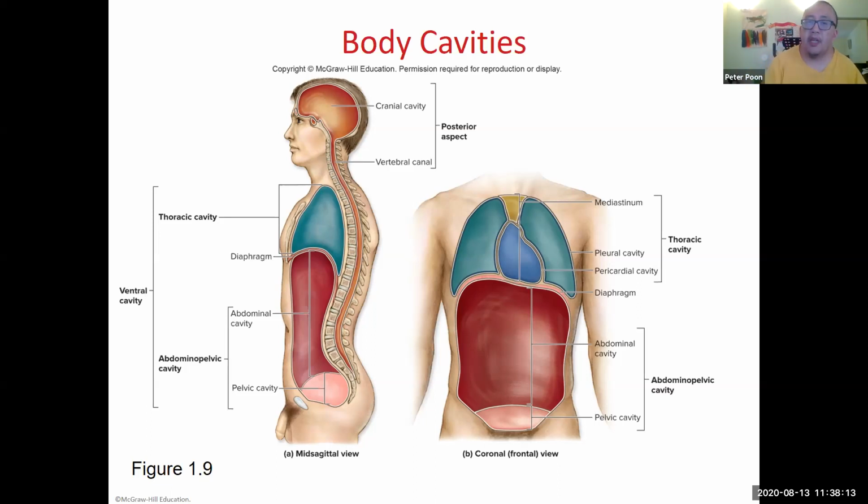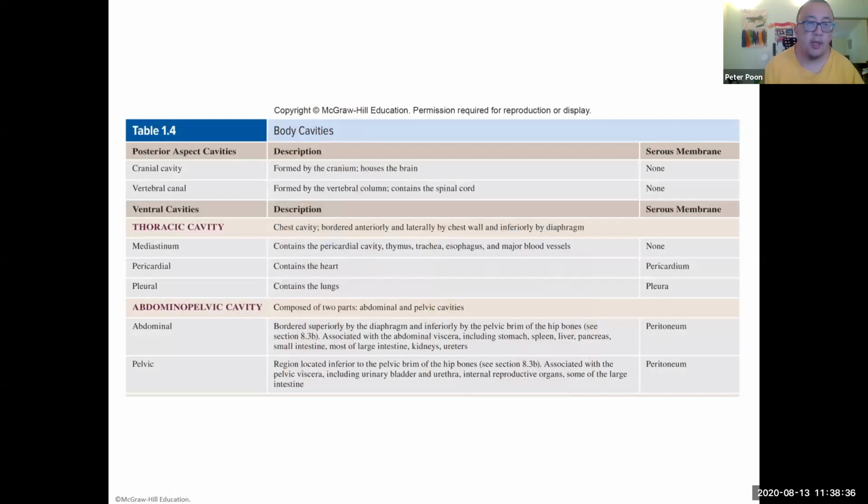The mediastinum is subdivided into two cavities. The pericardial cavity, the cavity around the heart. Peri, around, cardial, heart. And this little yellow thing, which is actually called the superior mediastinum.